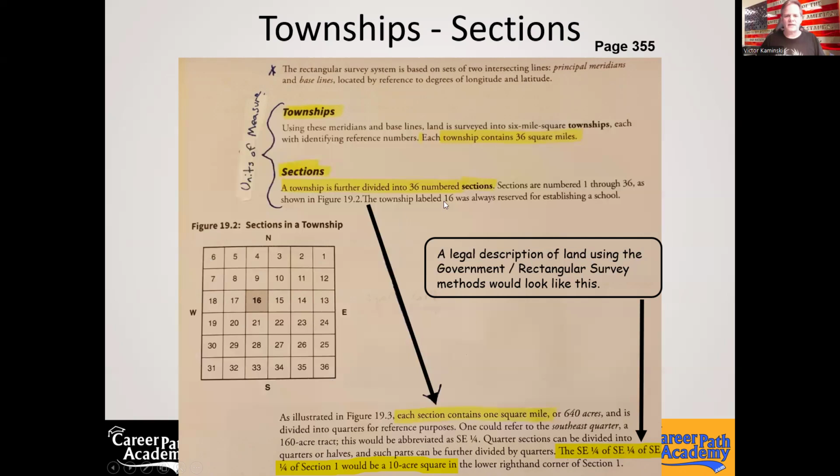Let's see. The section labeled 16 was always reserved for establishing a school. And 14 is for government use.